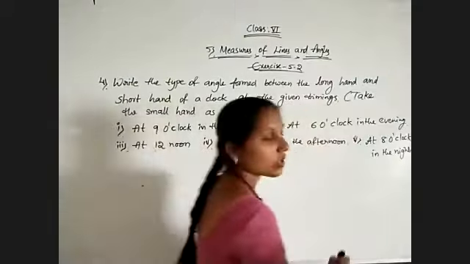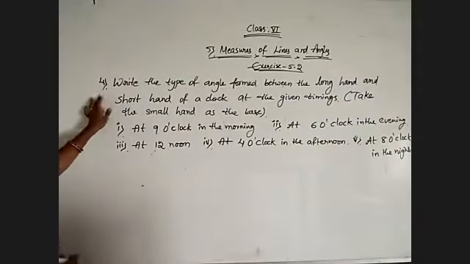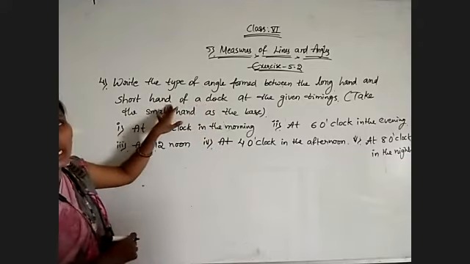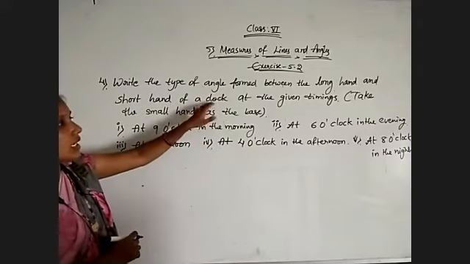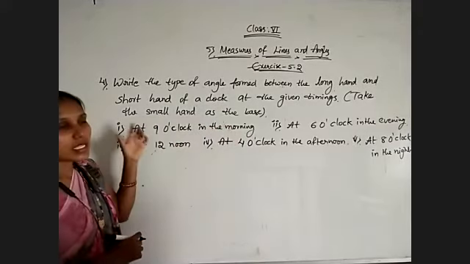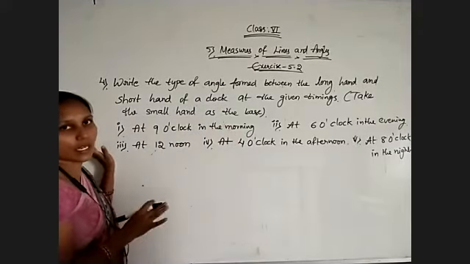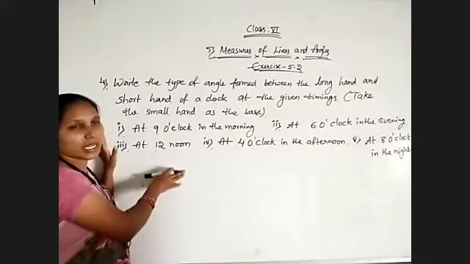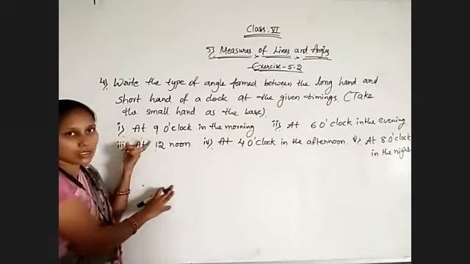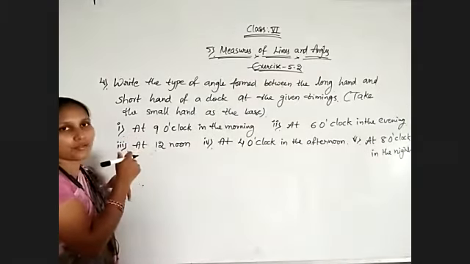So now observe the questions. Write the type of angle formed between the long hand and the short hand of a clock at the given timing. Take the small hand as the base. This type of question is very important, and we may get most of the questions on this. Whenever you get a question like this, first of all, try to draw the rough figure.